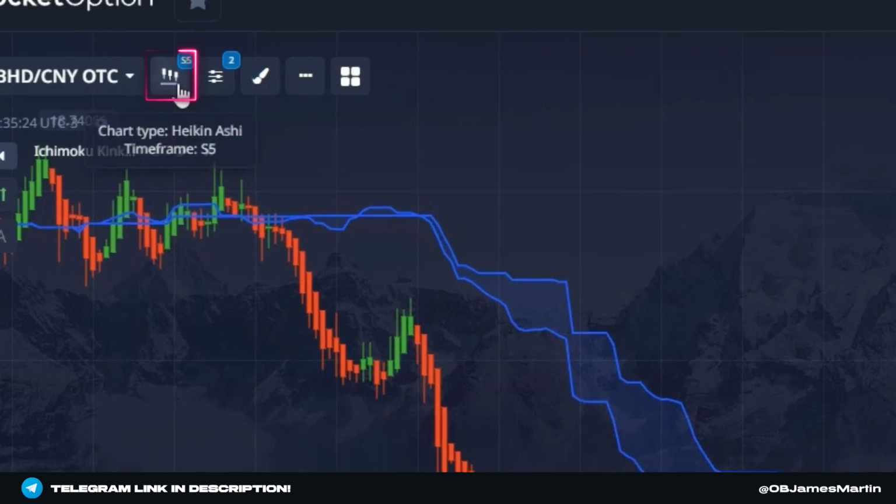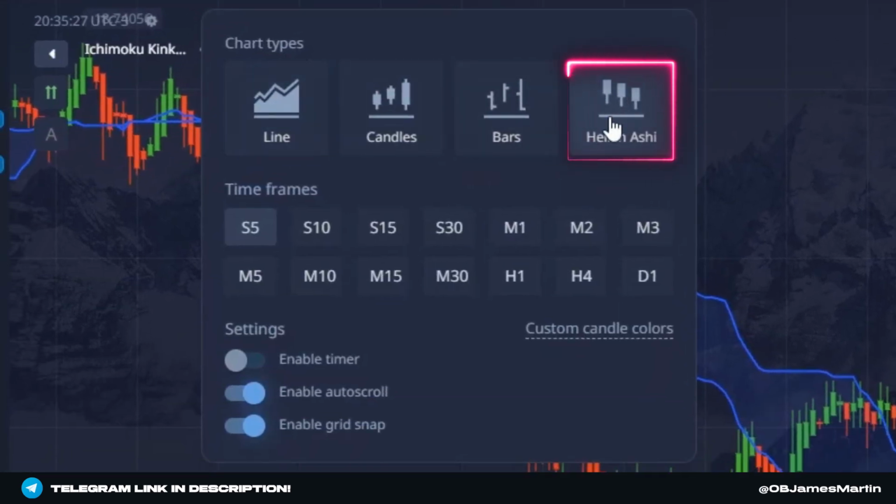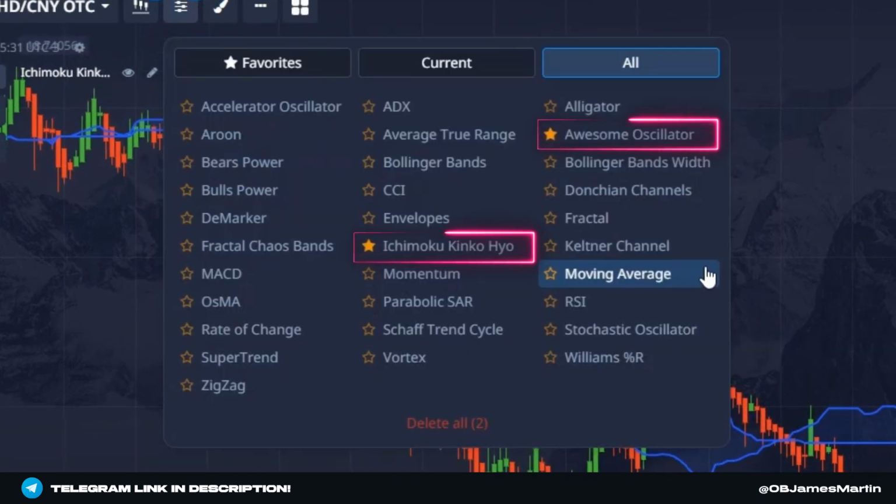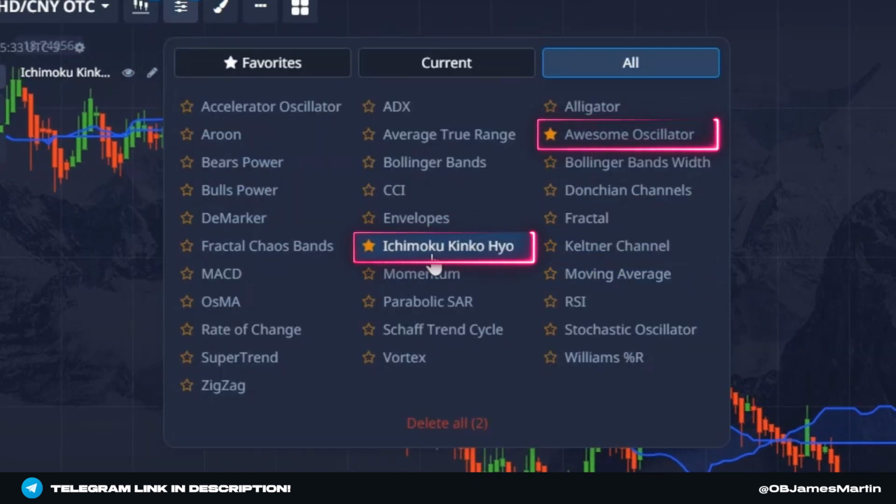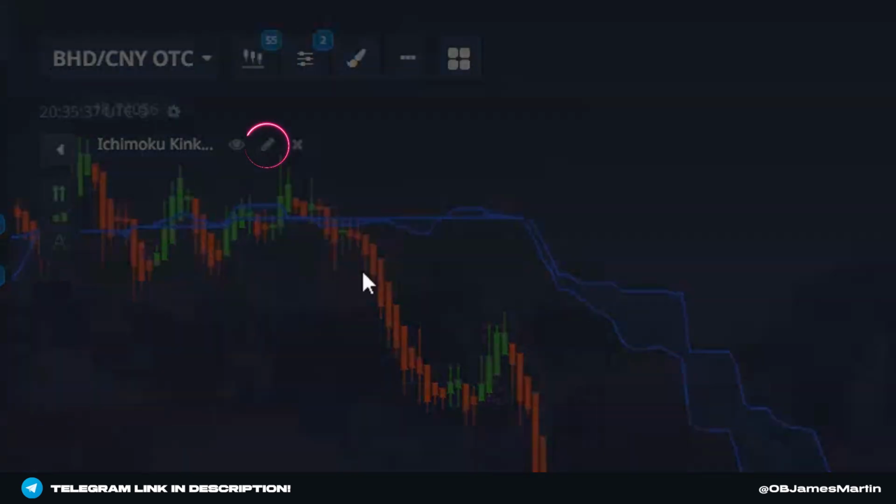Guys, for the first interactions, we're going to use the right pair, all right? And time frame 5 seconds. We're going to use only two indicators, Ichimoku and Awesome Oscillator. So let's set that up to continue with this.